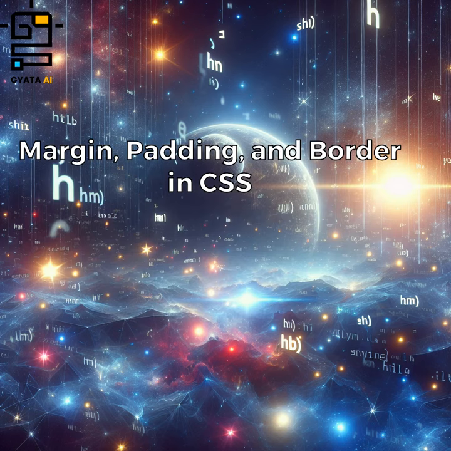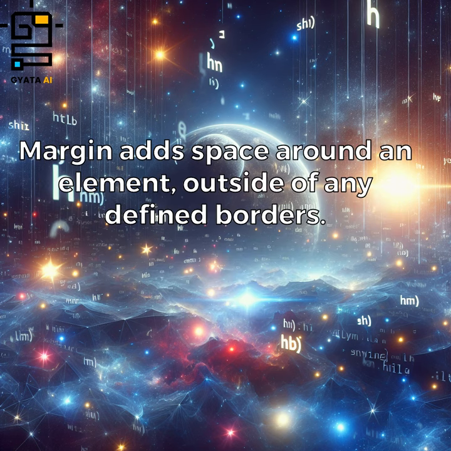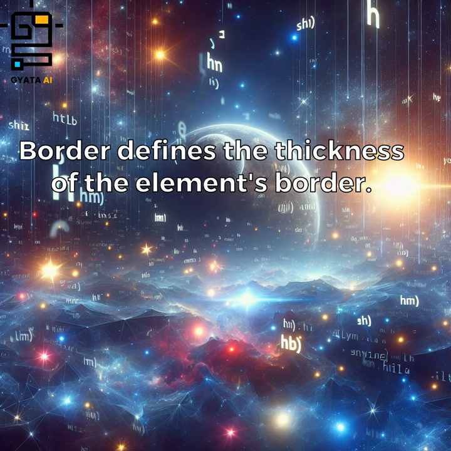Margin, padding, and border in CSS. HTML5 and CSS are often used together to create complex layouts. CSS properties such as margin, padding, and border are used to create spaces. Margin adds space around an element outside of any defined borders. Padding adds space between an element and its border. Border defines the thickness of the element's border.